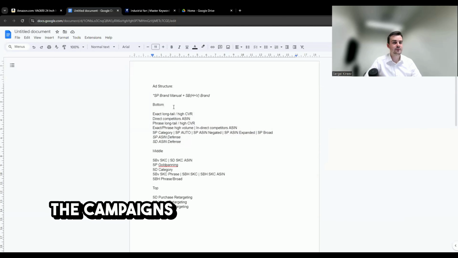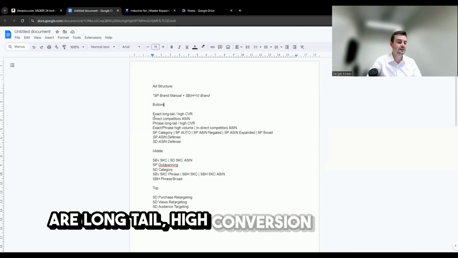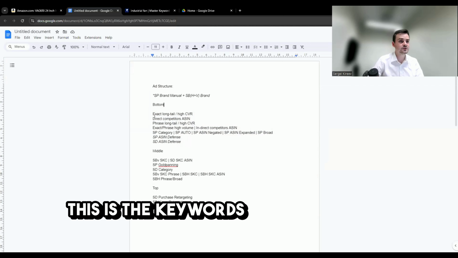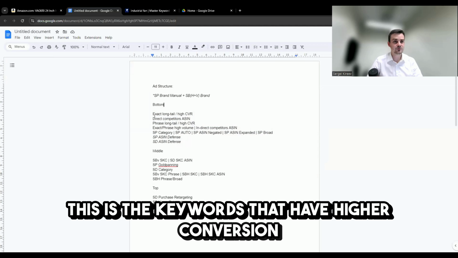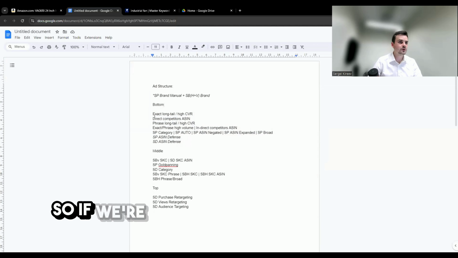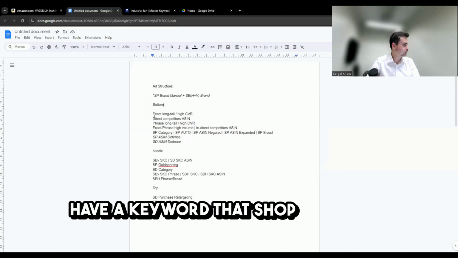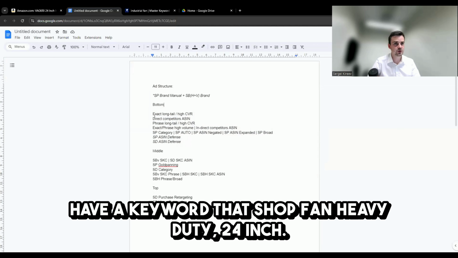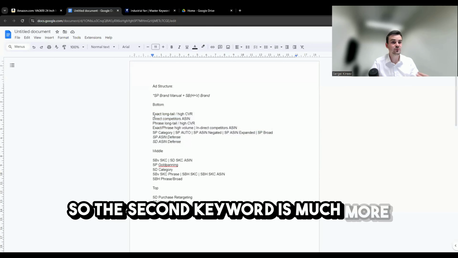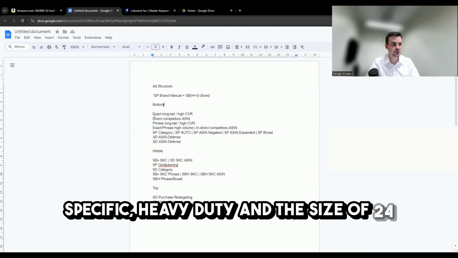The campaigns with highest potential for sales are long tail, high conversion keywords. These are keywords that have higher conversion intent from the customer right from the start. If we're looking at our example here, we might have a keyword that is industrial fan, or we might have a keyword that is shop fan heavy duty 24-inch. The second keyword is much more relevant because it has two very specific terms, heavy duty and the size of 24-inch.